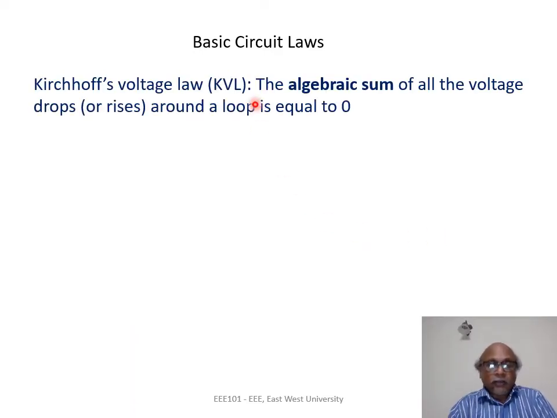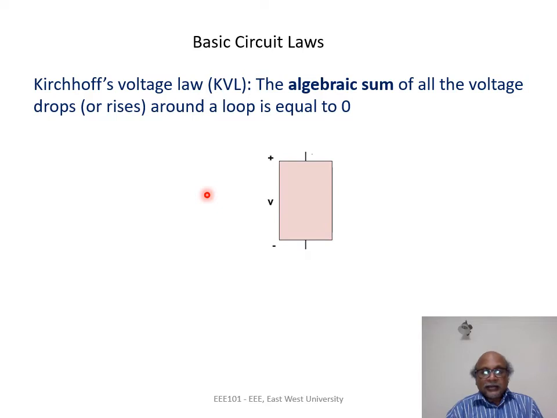Now let's talk about KVL, or Kirchhoff's voltage law. This is similar to KCL but deals with voltages instead of currents. KVL says that the algebraic sum of all the voltage drops around a loop is equal to 0. Within parentheses we have rises, but let's ignore it for the moment. Now, what is the voltage drop or voltage rise?